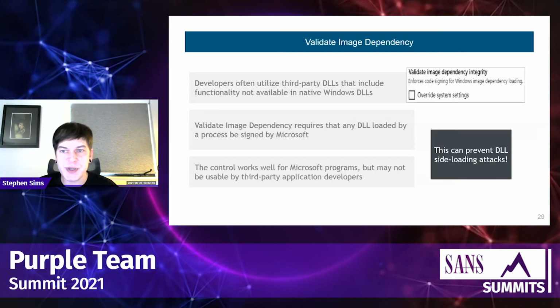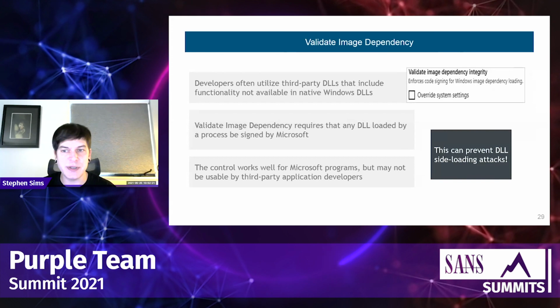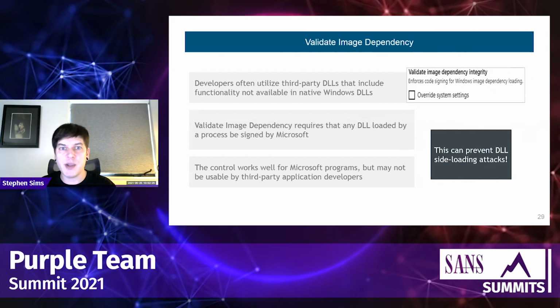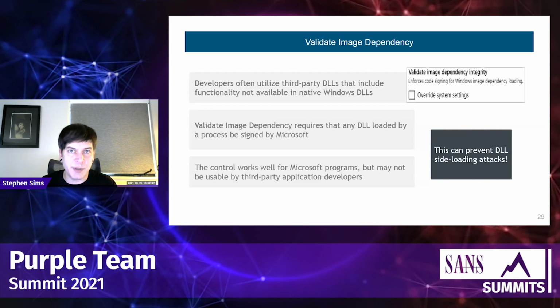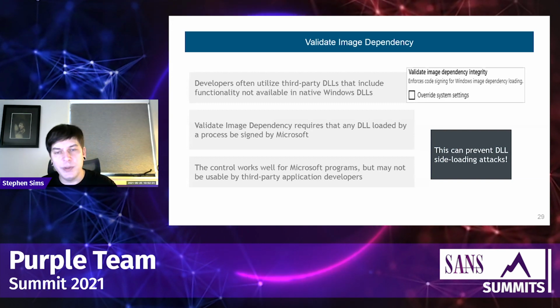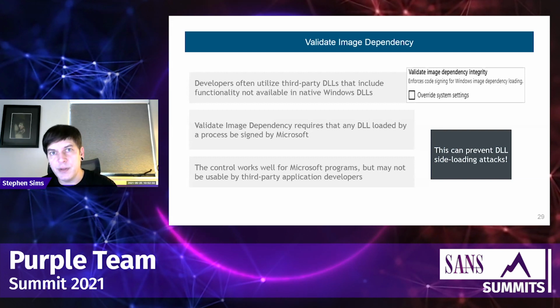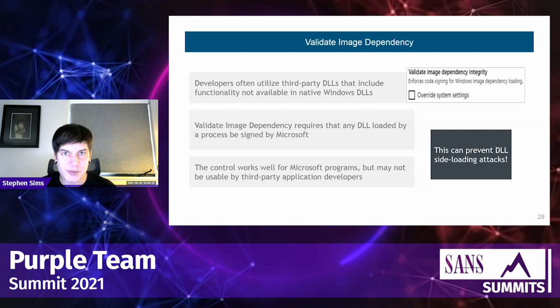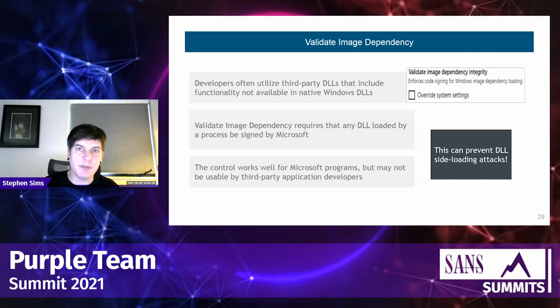Valid image dependency. This is going to help prevent things like DLL sideloading attacks. And as we know, a lot of times applications come with requirements or dependencies on third-party applications. So this says only allow DLLs to be loaded that have been signed by Microsoft. It works great for Microsoft programs, but as you can imagine, it'll cause problems for third-party apps.